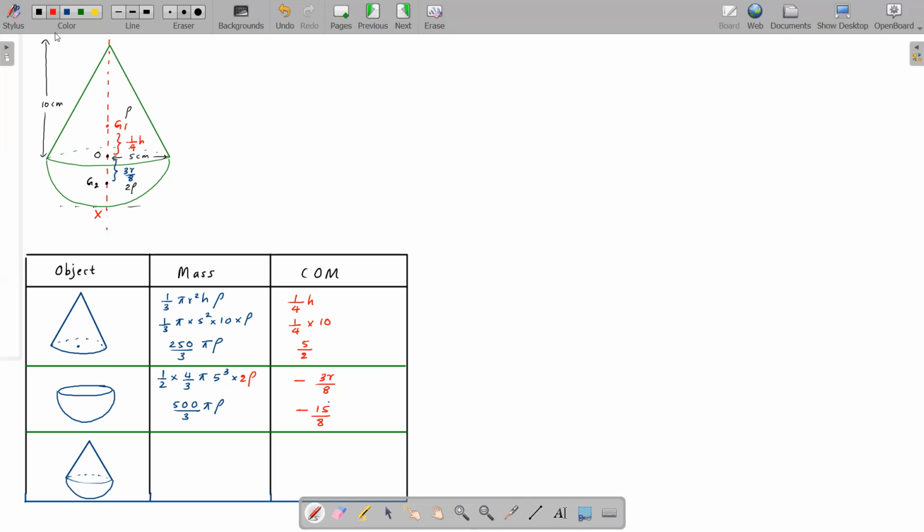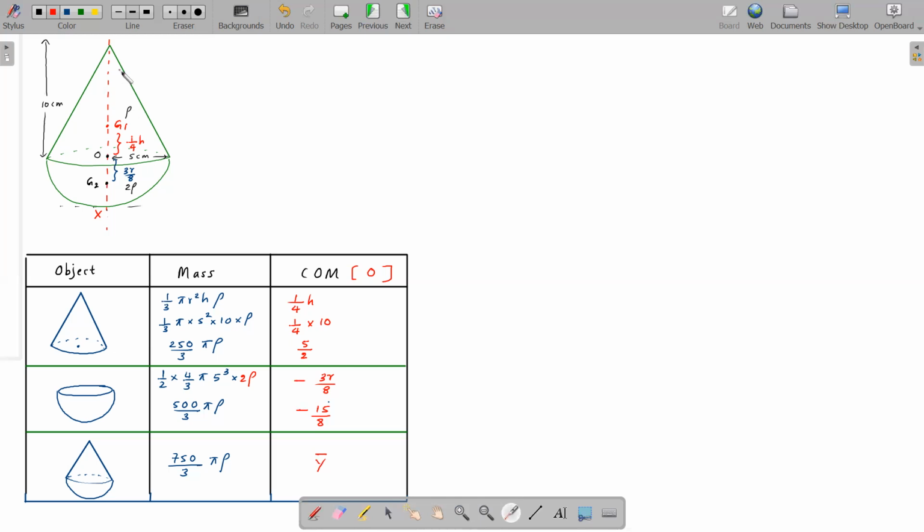Finally, combining the objects together, you need to add the masses, right? 250 over 3 pi rho plus 500 over 3 pi rho. That's going to be 750 over 3 pi rho. And the center of mass, let's put it as y bar. Remember, we are measuring the center of mass from the point O. If your y bar is a positive answer, it means your center of mass is lying above O. But if you get y bar as negative, don't panic. It means your center of mass is below O. So you don't need to worry. And x bar, we don't need to find the x bar, right, guys?